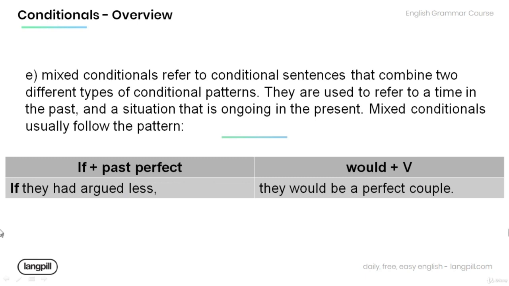Have a look at the example below. If they had argued less, they would be a perfect couple. Note that there are two different types of conditional patterns in the sentence, and they are referring to a time in the past and a situation that is ongoing in the present.